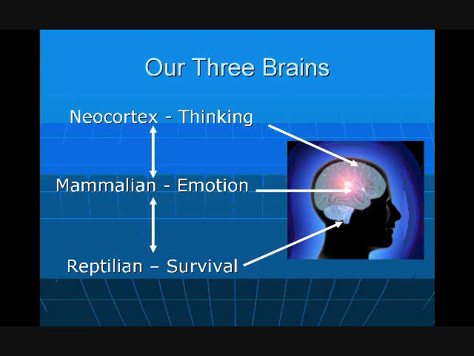This is our thinking brain. This is the brain that has self-awareness. When you look on the outside of the brain, you see all those convolutions. It's that part of the brain. So this part of our brain has self-awareness.